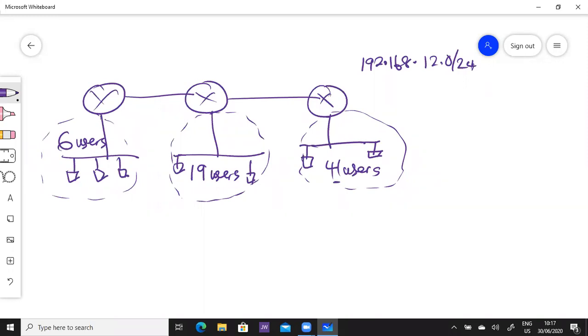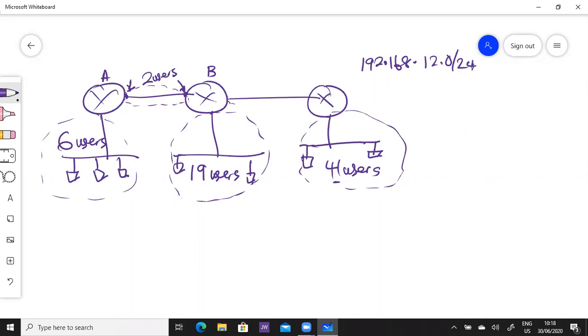Also note that from router A to router B is a point-to-point network. It's also a network or a subnet. But in this network, we need only 2 IP addresses, one to assign to this interface and another to assign to this interface of router B. So we only need 2 IP addresses or 2 users.